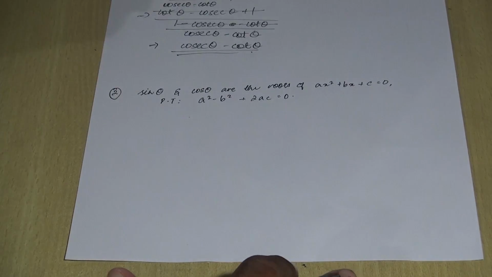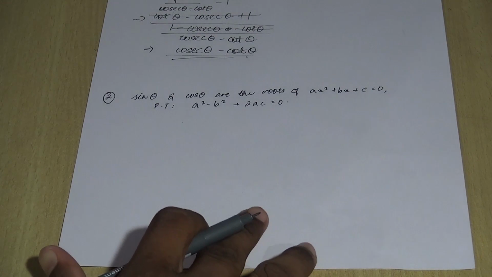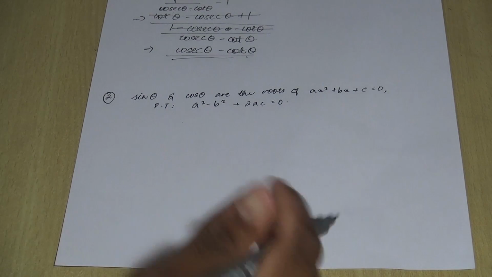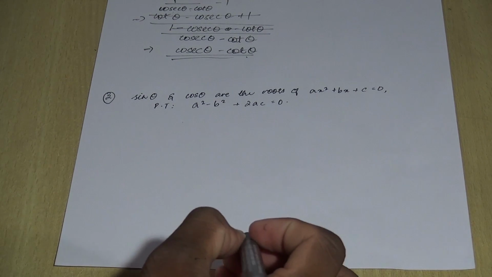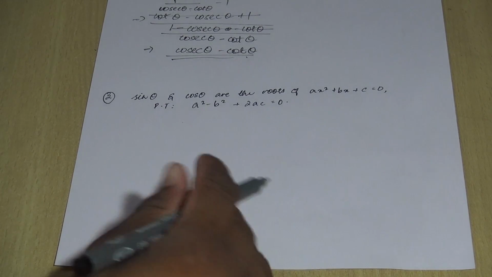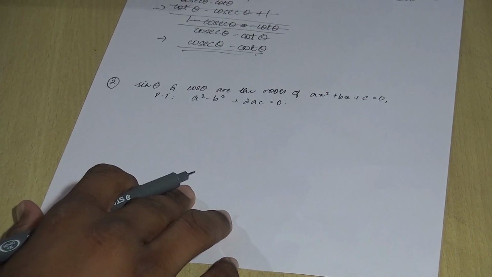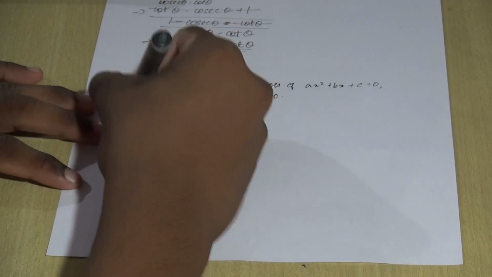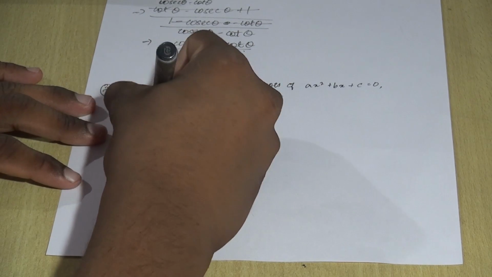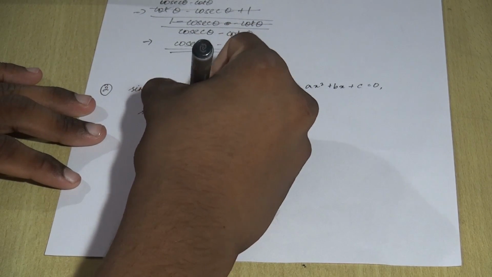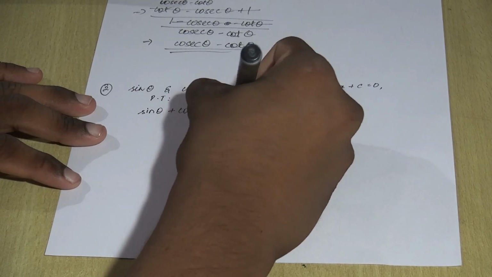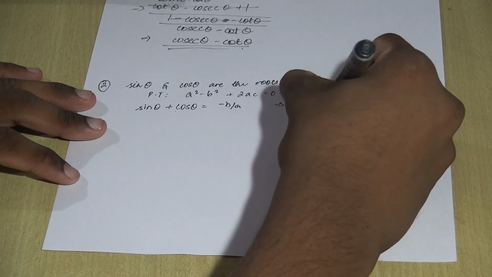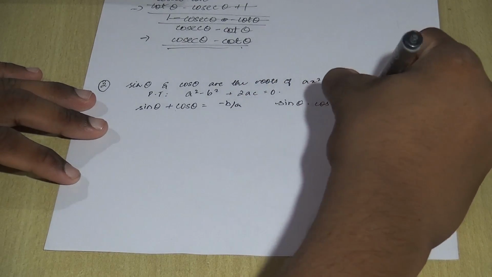Now we are going to be solving the second one, which is: sin theta and cos theta are the zeros of ax square plus bx plus c is equal to 0. We need to prove that a square minus b square plus 2ac is equal to 0. Now we're going to start this by using one of the theorems from polynomials, as we have uploaded before. So we get the sum of the zeros of a quadratic, which is sin theta plus cos theta, is equal to minus b by a. And we have sin theta into cos theta is equal to c by a.